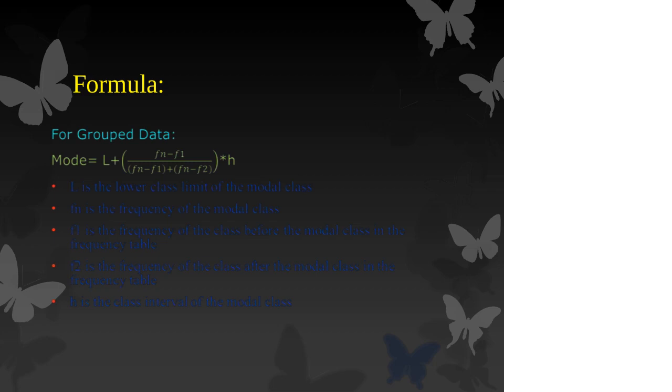Then number 2, we talked about Fm. Fm here means the frequency of the modal class, which we picked to be 32. Then we have F1, which is the frequency of the preceding class, the class just above the modal class. The frequency just above that of the modal class?